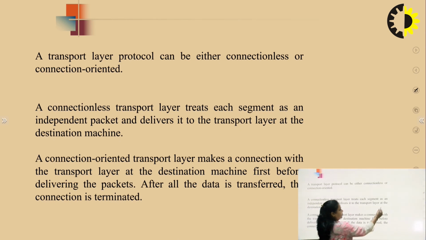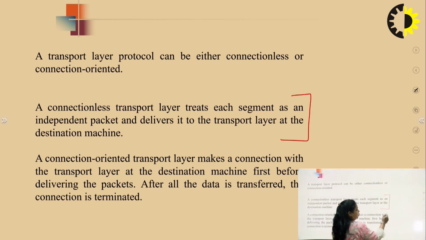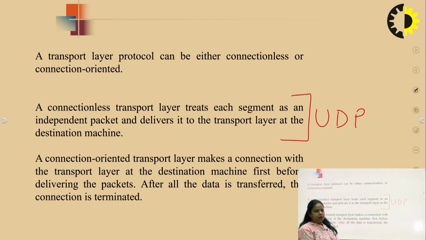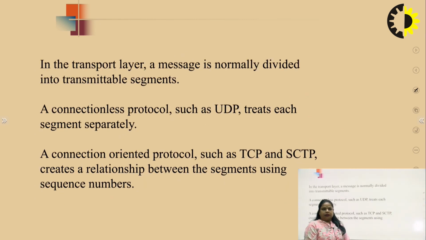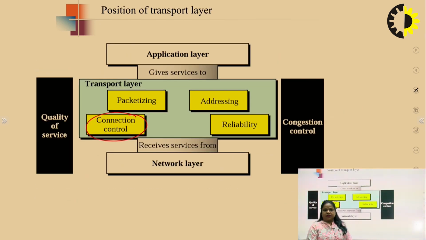When I am talking about the connectionless protocol, we are going to study a protocol called UDP, User Datagram Protocol, which says that each and every packet moves independently, because we are talking about a connectionless approach. But when I am talking about the connection oriented approach, here we are going to discuss everything about TCP, Transmission Control Protocol, right? So, in the case of connection control, we are talking about these things.